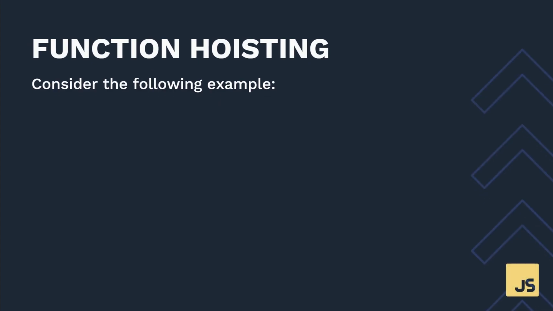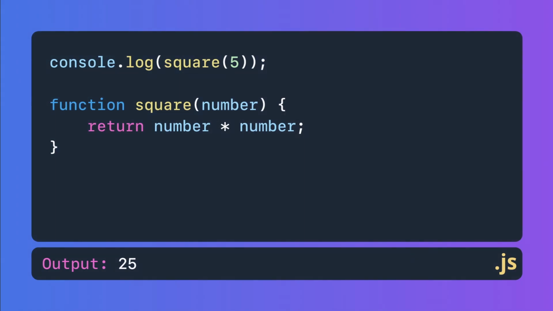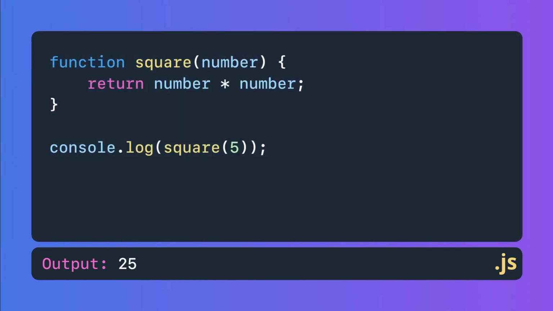Next up, we have function hoisting. Consider the following example. We are console logging the square of 5, but the actual function of square is defined afterwards. Now this code runs without error despite the square function being called before it is declared. This is because the JavaScript interpreter hoists the entire function declaration to the top of the current scope. So the previous code is equivalent to this code.